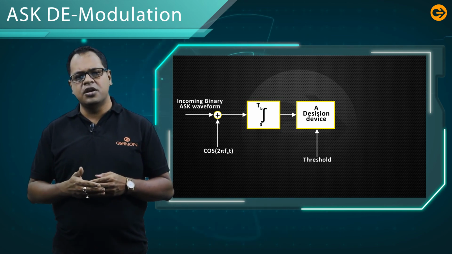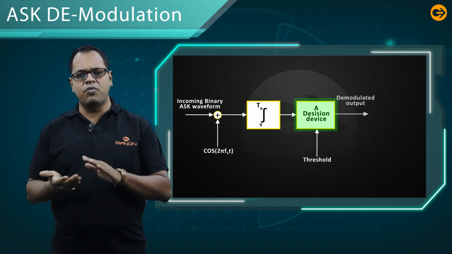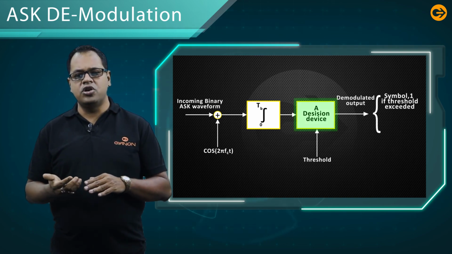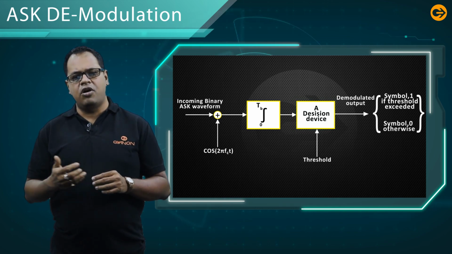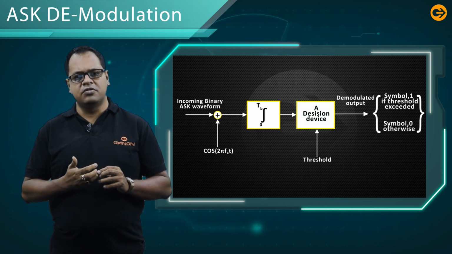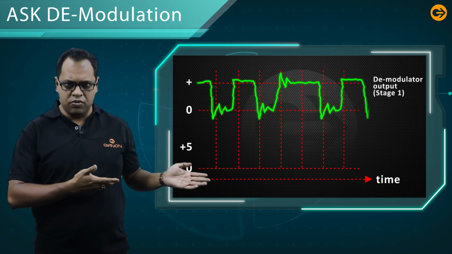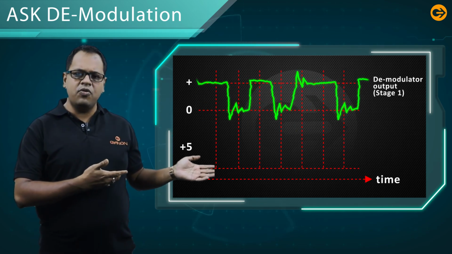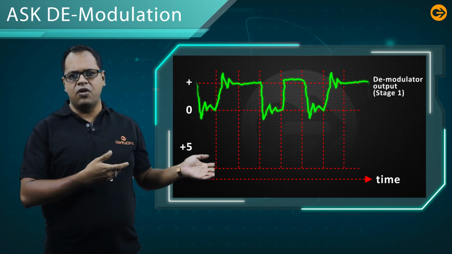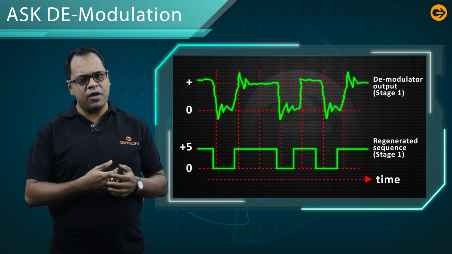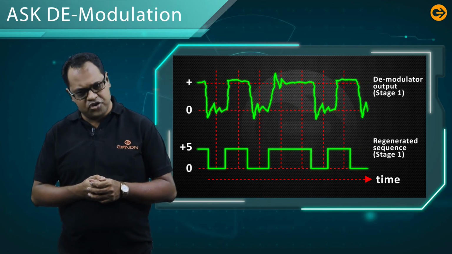After the integration, it is applied to a decision device. If the output exceeds the threshold, the symbol is 1. The symbol is 0 otherwise, that is, if it is less than the threshold. Now the signal is received as shown, but there is some unwanted signal, so a filter is used to remove those unwanted signals. After the removal of the unwanted signal, a perfect digital signal is received.